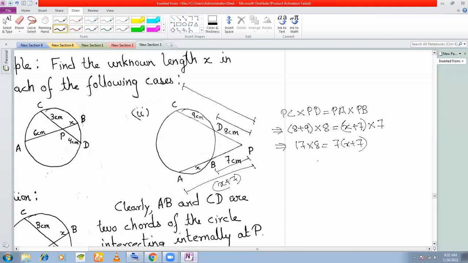So this is an equation which you can solve easily. So you get x plus 7 is equal to 17 into 8 by 7. That means you get x plus 7 is 136 by 7. You get x is equal to 136 by 7 minus 7, which is 136 minus 49.